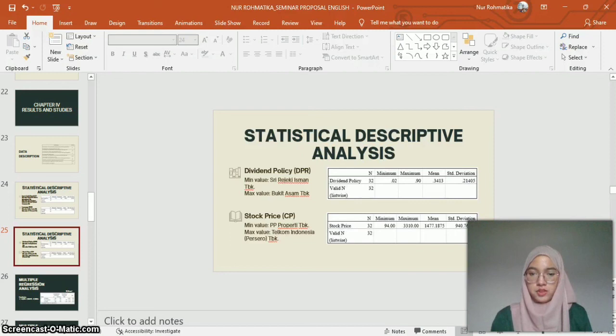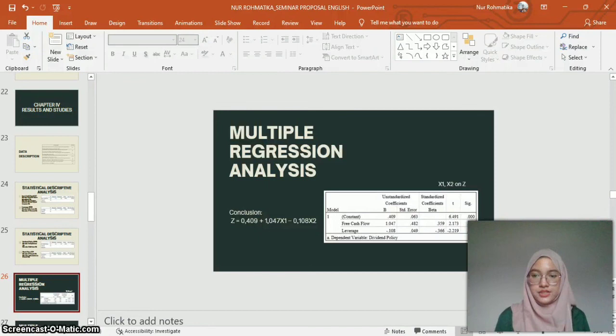Multiple regression analysis. The first, free cash flow and leverage on dividend policy. Constant value is 0.409. It means if free cash flow and leverage are considered constant equal to zero, the dividend policy can be predicted to be worth 0.409. And then the coefficient for free cash flow is 1.047 and leverage minus 0.109. So it means the free cash flow has a positive effect and leverage has a negative effect.